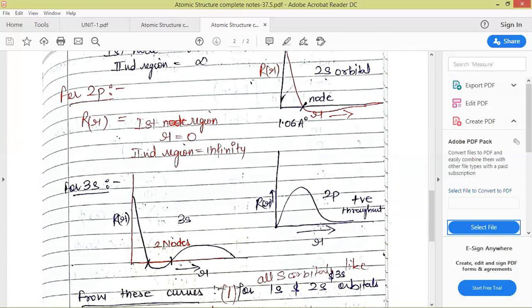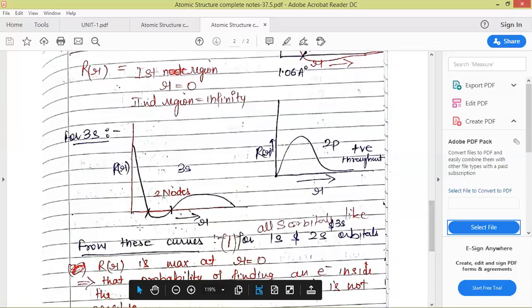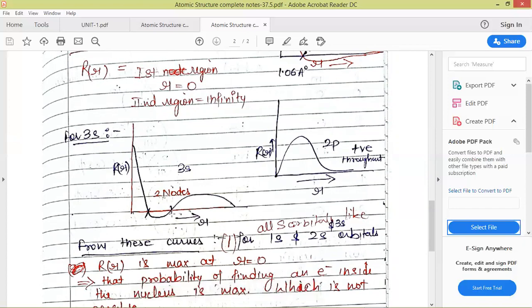And for 3s orbital the shape is like this. So here we find two nodes. For finding the number of nodes, we have the formula that number of nodes, or we can say radial nodes, are equal to n minus L minus 1. Let's see, for 3s orbital the value of n is 3, the value of L is 0, and the formula is n minus L minus 1. That means 3 minus 0 minus 1, that means two nodes are going to be there. So here, as the curve represents, there are two nodes.